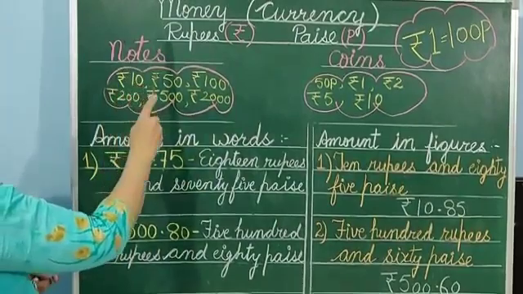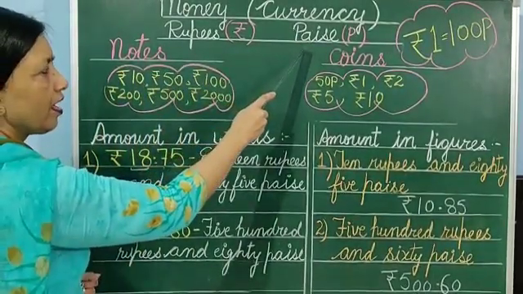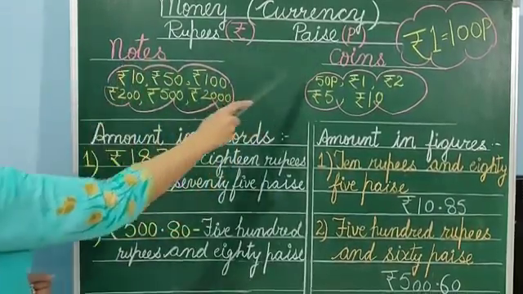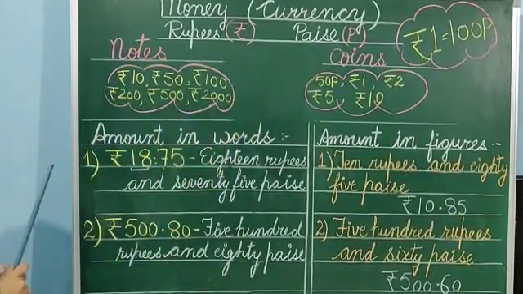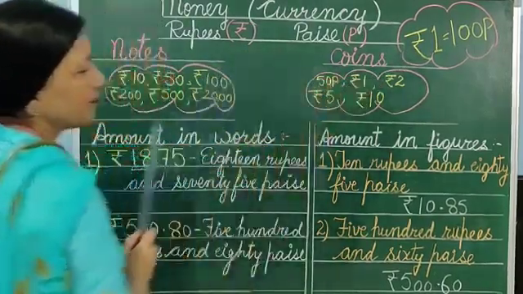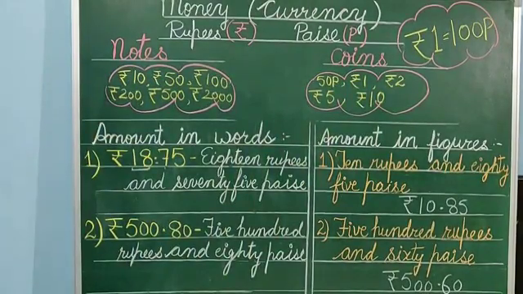Money is used to buy things from the market. Indian currency consists of rupees and paise. And Indian money we use in the form of notes and coins. And there are 100 paise in 1 rupee.